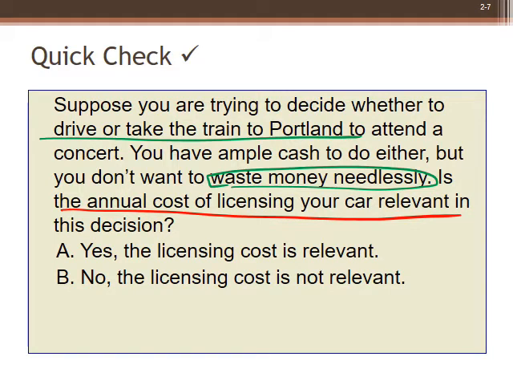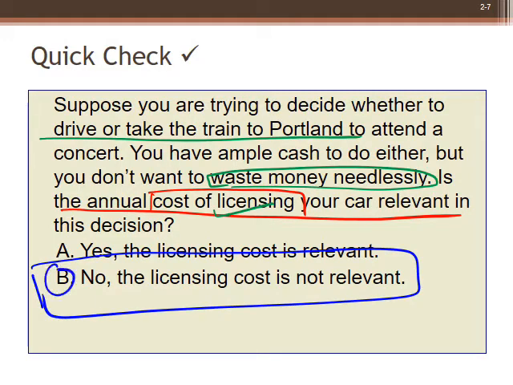So think about that. You already own a car and you have to pay the annual cost of licensing every year. So in that case, whether you go through train or whether you go through your own car, you still have to pay the license cost as well. So in that case, the answer is no. The licensing cost is not relevant.